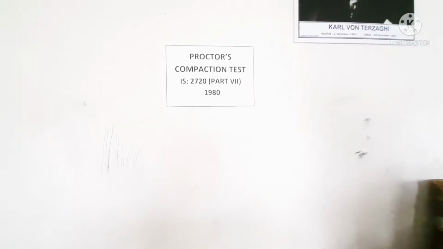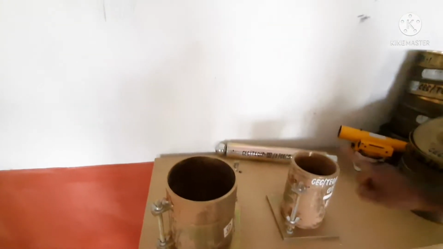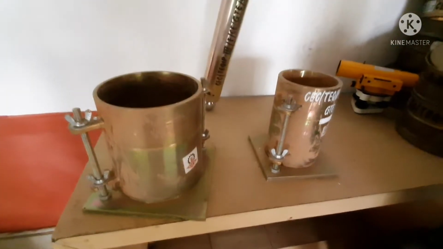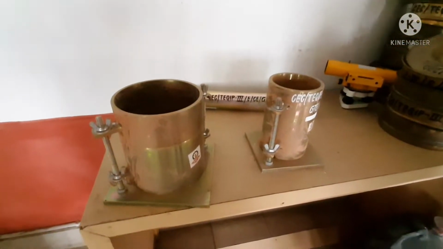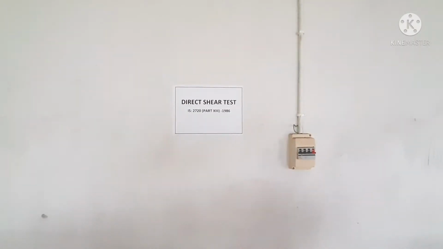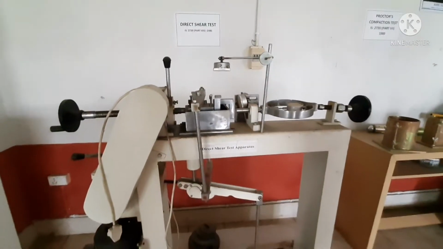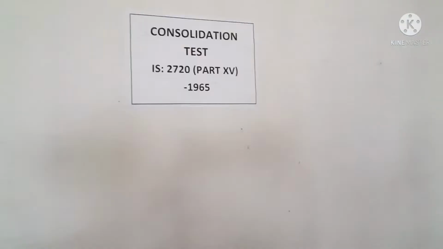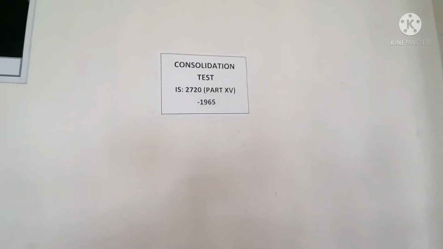This is our Proctor compaction test. Both the compaction molds, that is the heavy compaction mold and light compaction mold, are present here. From this experiment, we will measure the optimum moisture content and maximum dry density of a soil. This is the direct shear test apparatus, and in this apparatus we will find the values of C, meaning cohesion, and phi.